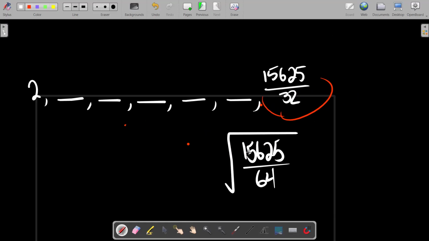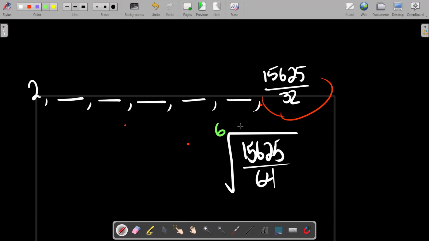And then the type of root is just going to be, again, the number of blanks plus one or the number of jumps. Either way, what is it? It is six. So we're taking a sixth root of the quotient.